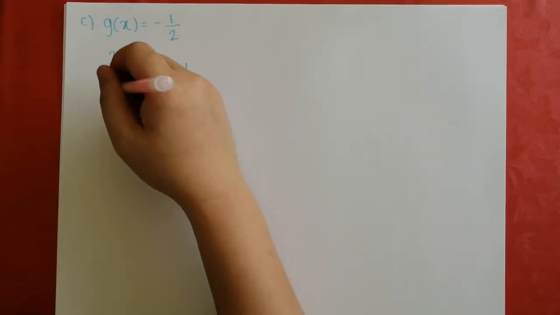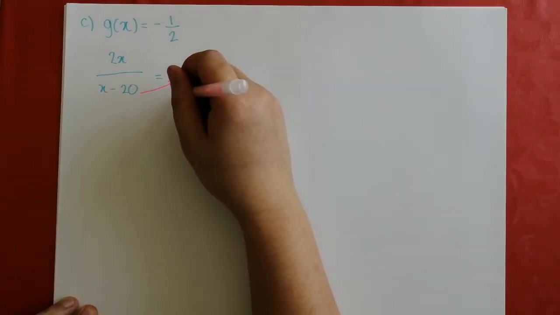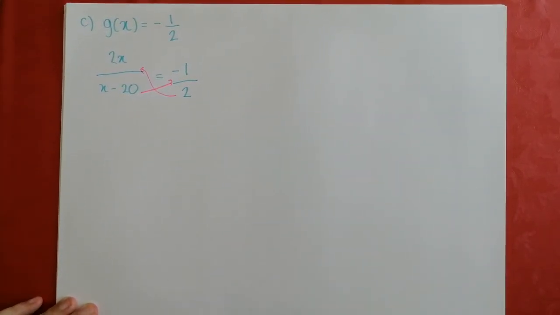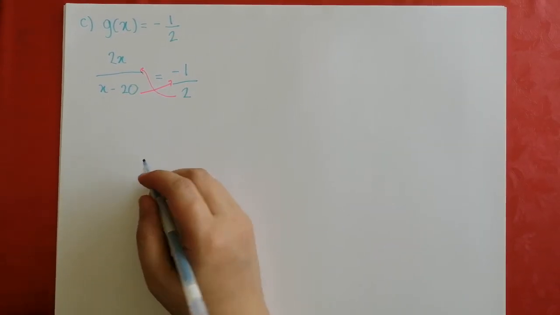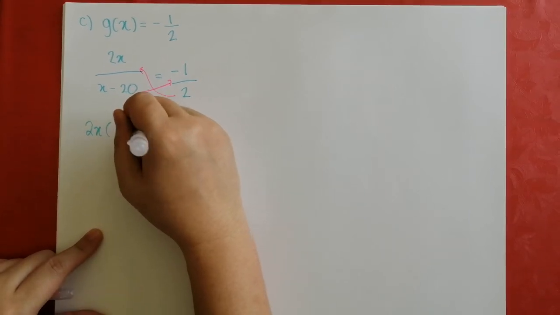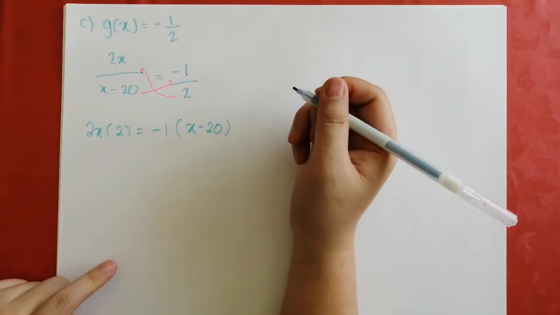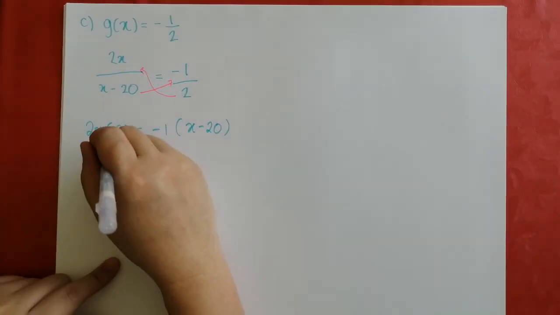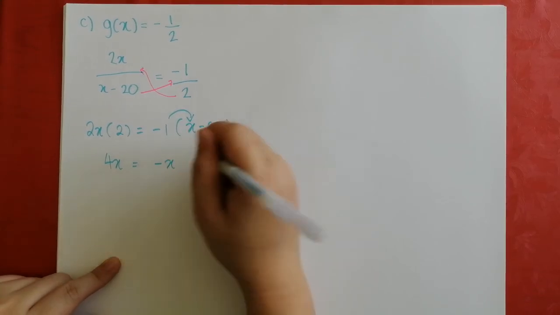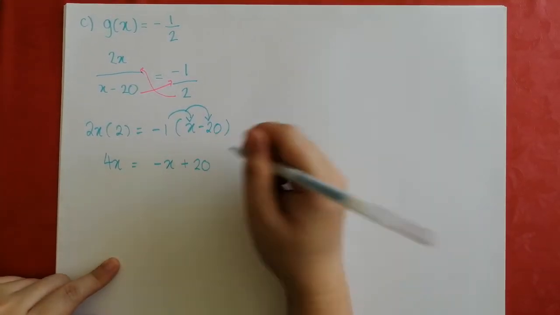Bring x minus 20 to the right, then bring 2 to the left. Because both are divided, we can cross multiply them. So therefore you have 2x multiplied by 2 is equal to negative 1 multiplied by x minus 20. Expand that: 2x times 2 is 4x. Negative 1 times x is negative x. Negative 1 times negative 20 gives you positive 20.